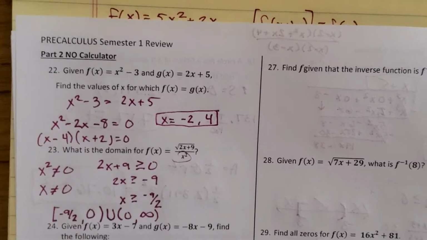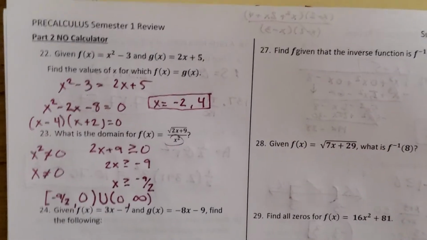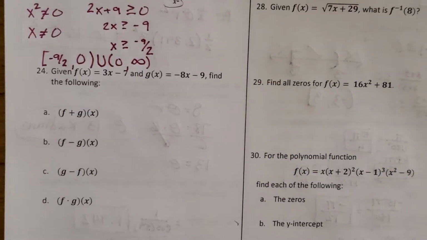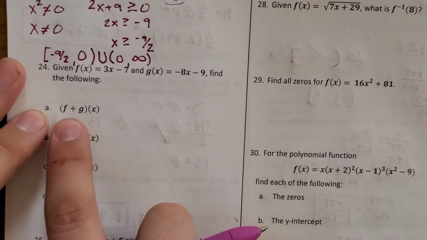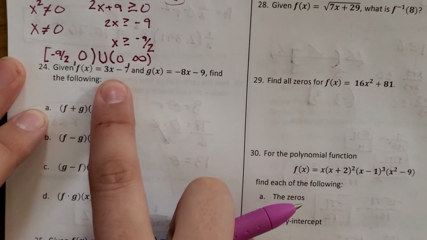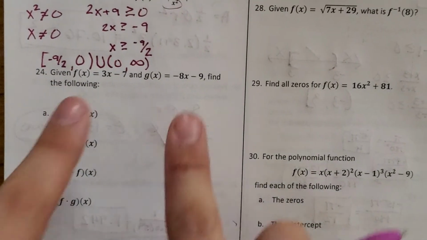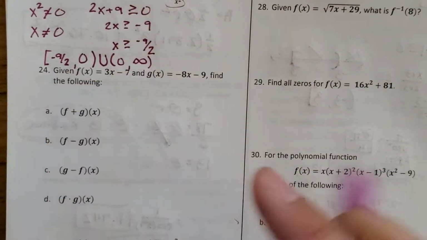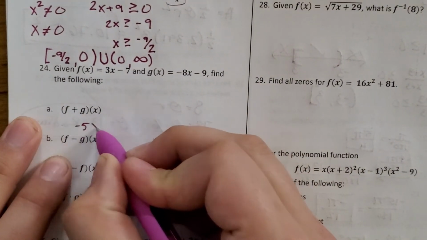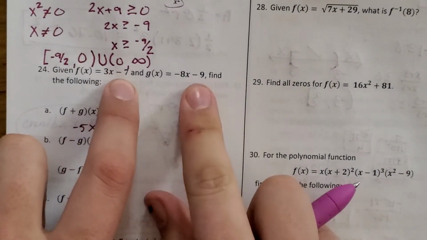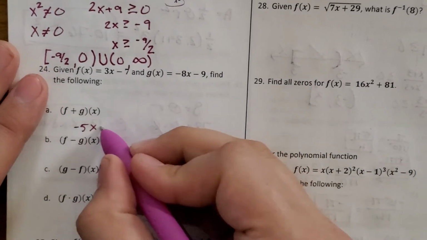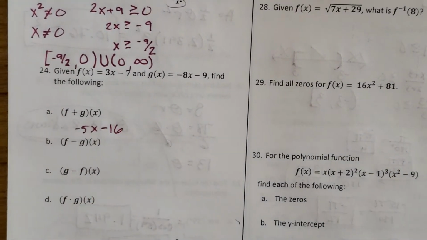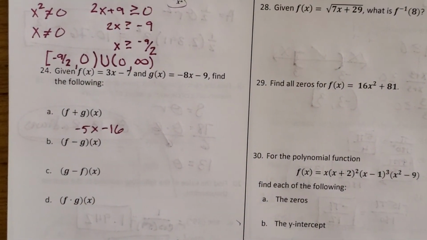Number 24 has some functions that we're going to go ahead and add together and subtract and multiply. This is pretty easy. It says take f plus g. So I'm going to take equation f and equation g and add them together. 3x and negative 8x is negative 5x. Negative 7 plus negative 9 is negative 16. And that's f plus g of x.